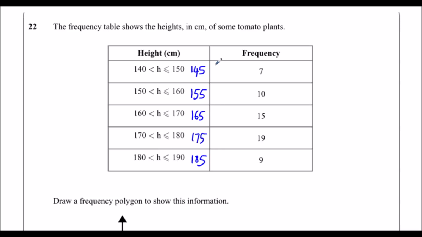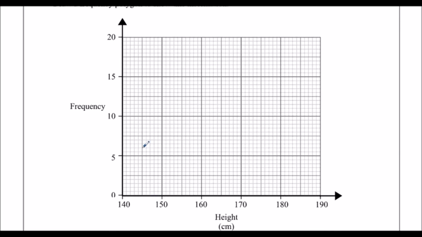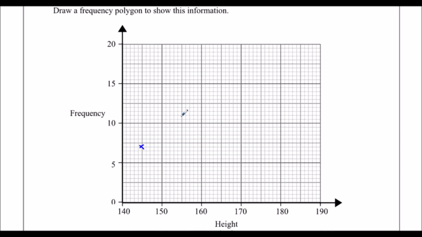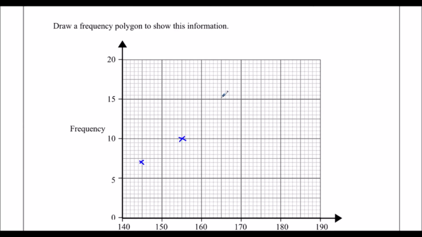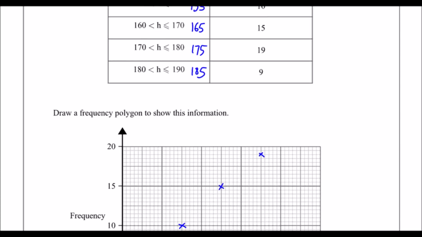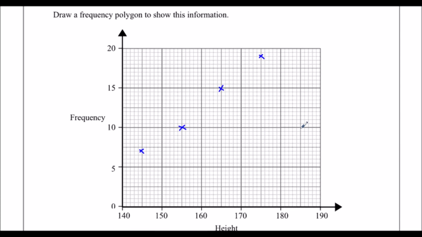And then we plot these, so 145 against 7. These are going up in twos. So 145, 7 is there. 155, 10. 165, 15. 175, 19, so 2 little boxes down from 20, and 185, 9, so 2 little boxes down from 10. So we've plotted these points now.